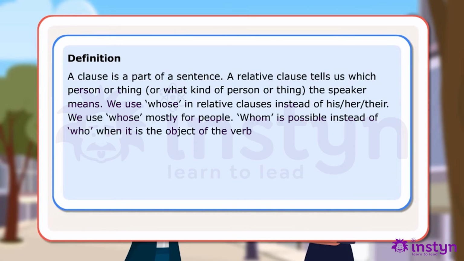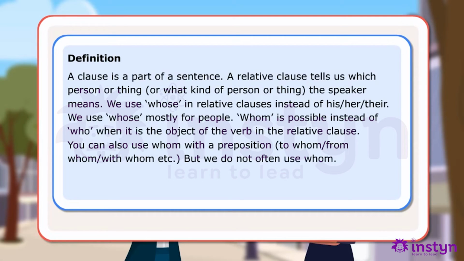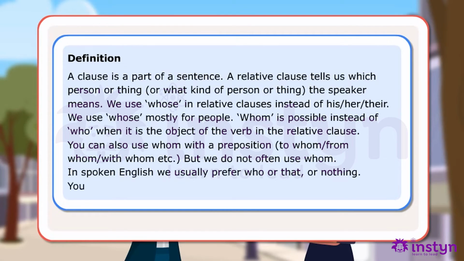You can also use whom with a preposition: to whom, from whom, with whom, etc. But we do not often use whom. In spoken English, we usually prefer who or that or nothing. You can use where in a relative clause to talk about a place. Let us look at a few sentences.